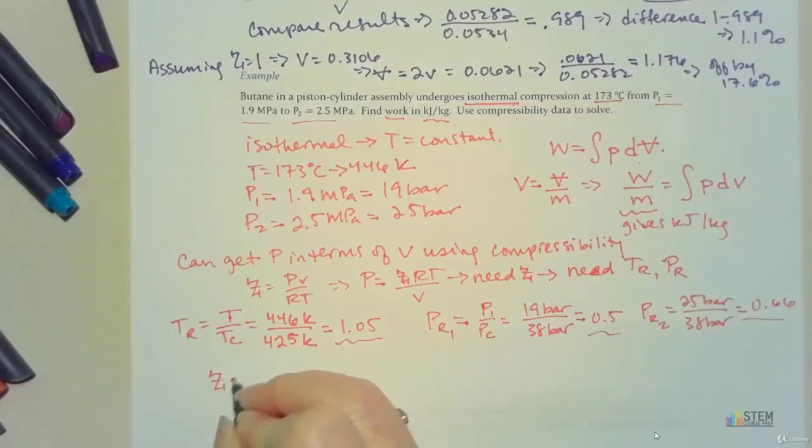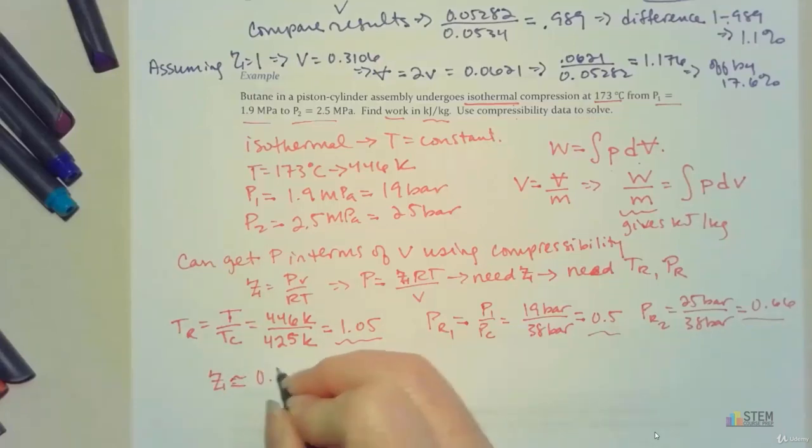So let's look at that, and then if you do that, you're going to get 0.84. So let me pull out the table again, and we'll look at why that is. And this is going to be for the first state.